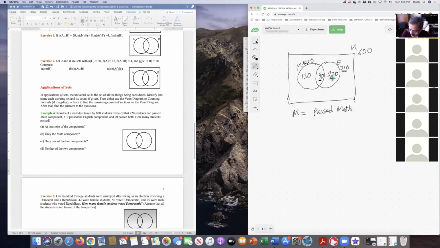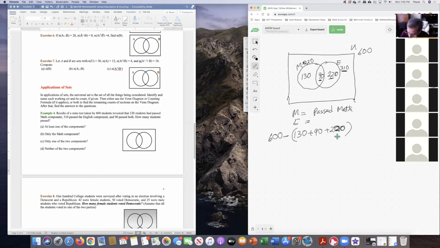Finally, I want to count the outside of the two circles. What do I do? Wouldn't that be including 600? Yeah, 600 includes the outside. So you would add the numbers that are in the circles together and subtract it from 600? Right, very good. 130 plus 90 plus 220 is the sum of the elements in both circles. If I take it away from 600, that'll give me the count of the outside.